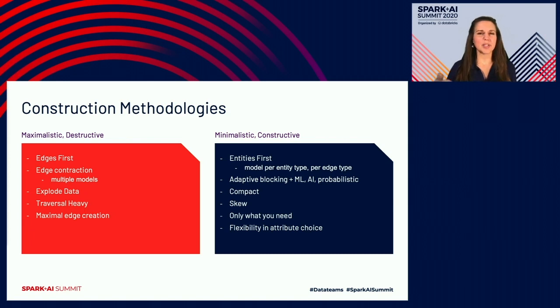And then this minimalistic constructive approach also tends to have a little more flexibility in attribute choice. When you take the other approach, you want to explode the data as much as possible so that you are able to take as simple an approach to doing the entity contraction as you can. You don't need to worry about that so much if you're taking this minimalistic constructive approach. You can really collapse the data as much as you need to in order to get the data through the pipelines.